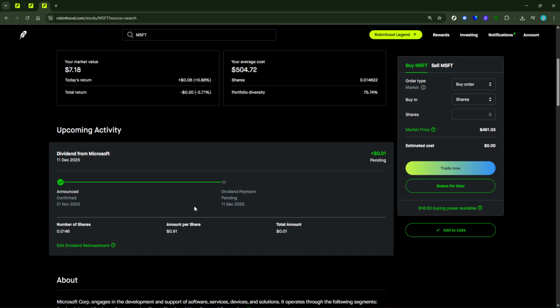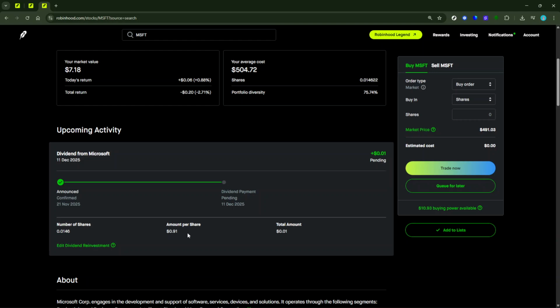To do this, simply multiply the dividend per share you just found by the total number of shares you own in that stock. For example, if the dividend is 50 cents per share and you own 100 shares, your expected payment for that period would be $50. Remember, this amount reflects what you'll receive every time the company issues a dividend, based on your current share count.